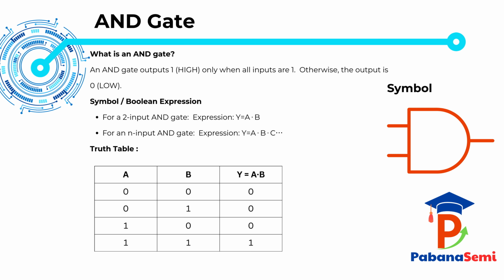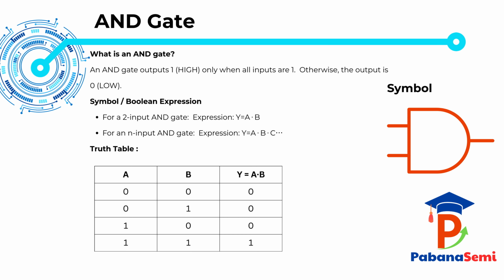Now look at the truth table. For two inputs, when A and B are 0 and 0, the output is 0. When they are 0 and 1, the output is still 0. When they are 1 and 0, the output is again 0. Only when A is 1 and B is 1, the output becomes 1.